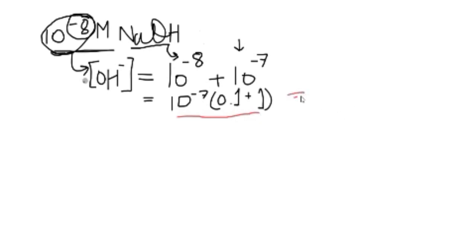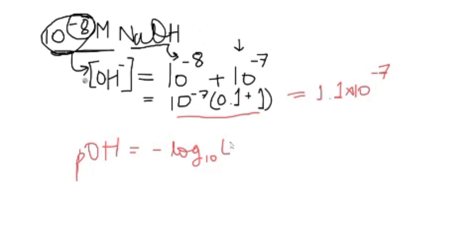So that becomes equal to 1.1 into 10 to the power minus 7. Now this comes out to be the concentration of OH minus in your solution. Now of course if you want to find pOH, it is minus log base 10 of this concentration. So I'm writing it directly, minus log base 10, 1.1 into 10 to the power minus 7.